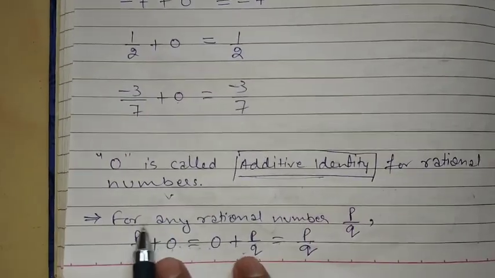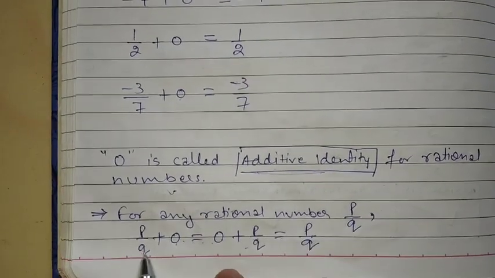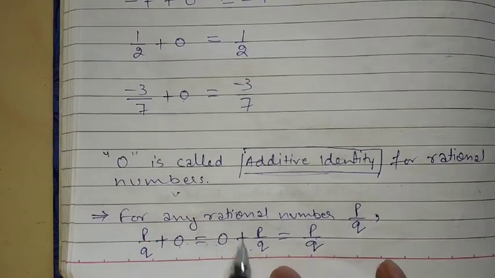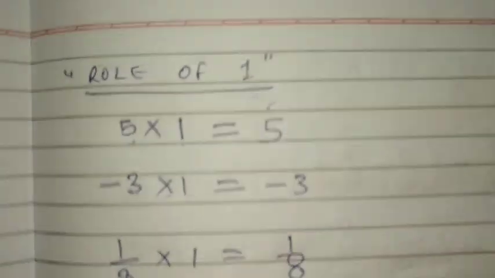What does it mean? Why is it so? Because for any rational number p by q, p by q plus 0 or 0 plus p by q will be p by q. Okay. Now, what is the role of 1 then?